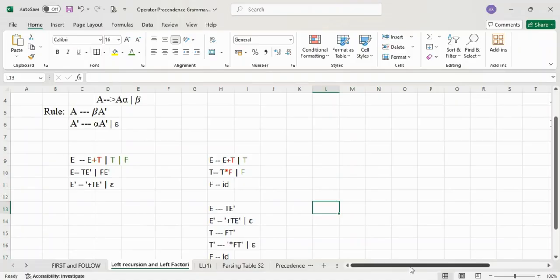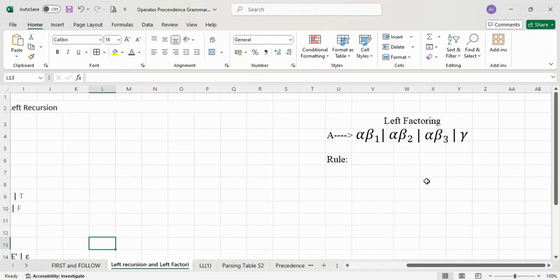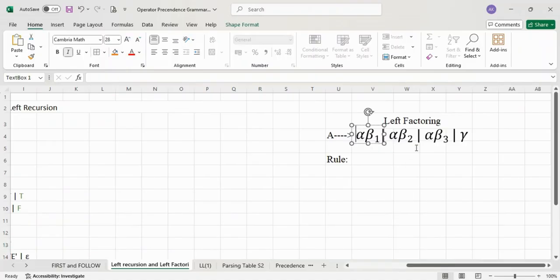Let us understand what left factoring is. So coming here, left factoring. Left factoring says that a grammar is considered to be a left factored grammar if there are multiple productions which start with the same symbol. So if you observe, there are multiple productions starting with the same symbol, that is, this production starts with alpha, this production starts with alpha, this production starts with alpha, but this is a production which does not start with the same symbol, hence I have named it as gamma.